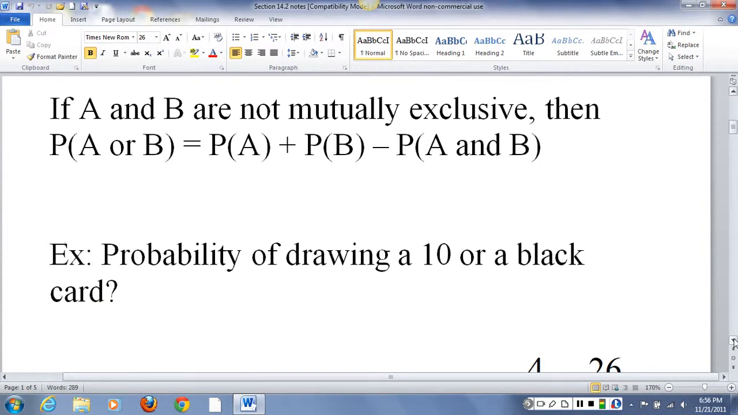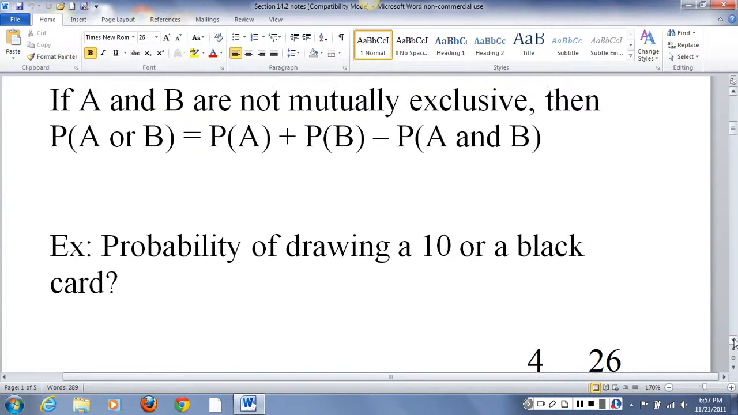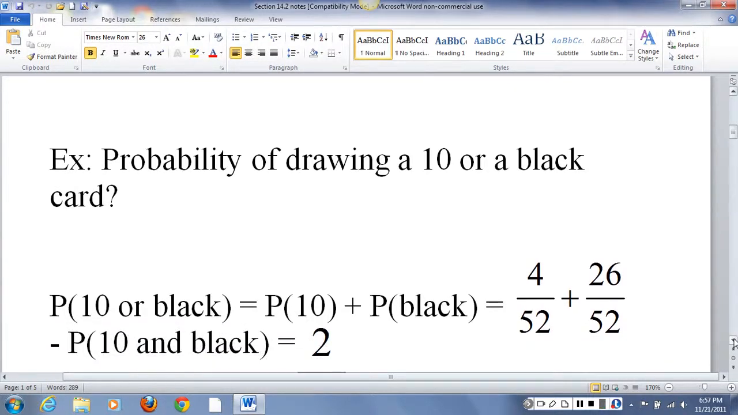For example, the probability of drawing a 10 or a black card from a deck of cards. So this is equal to the probability of drawing a 10 plus the probability of drawing a black card minus the probability that you draw a 10 and a black card, or a card which is both.